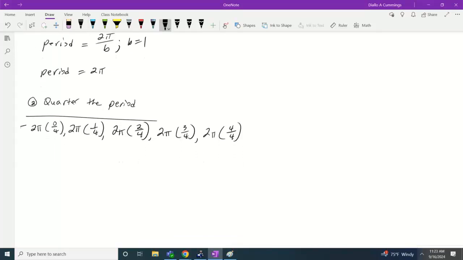So now I'm just going to simplify. 2 pi times 0 is 0. 2 pi times a fourth, well, the 2 and the 4 are going to reduce to 1/2, so we have pi over 2. 2 pi times 2 over 4, well, 2 times 2 is 4, the 4s cancel, and that just leaves pi. 2 pi times 3 over 4, 2 times 3 is 6, 6 over 4 reduces to 3 halves pi. And then 2 pi times 1 is 2 pi.